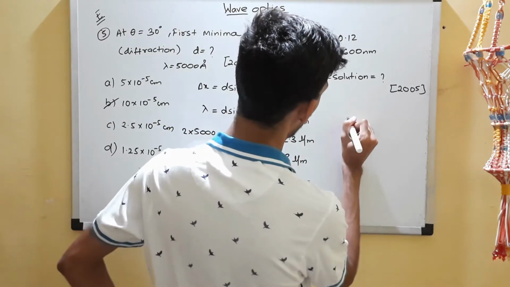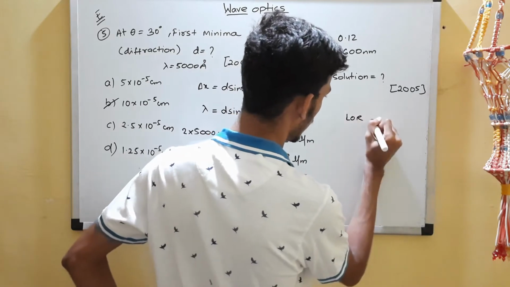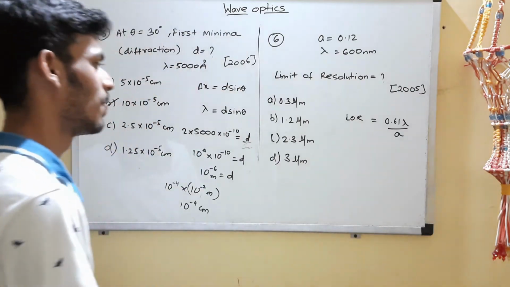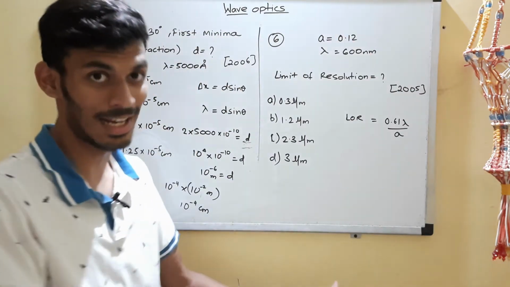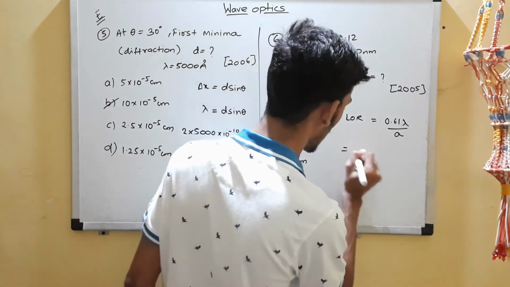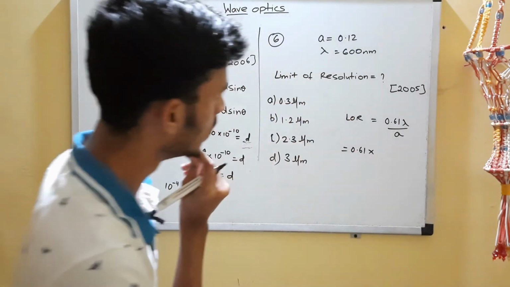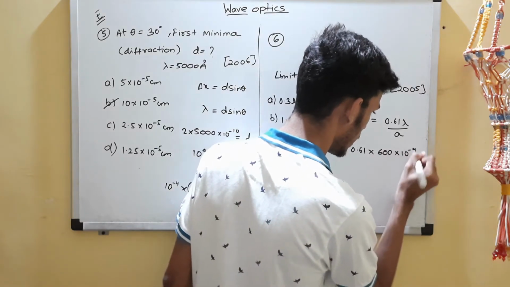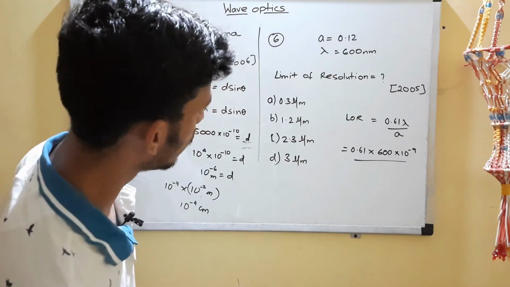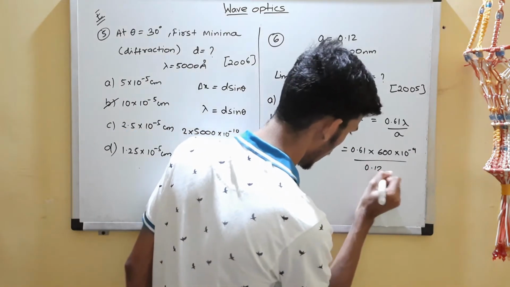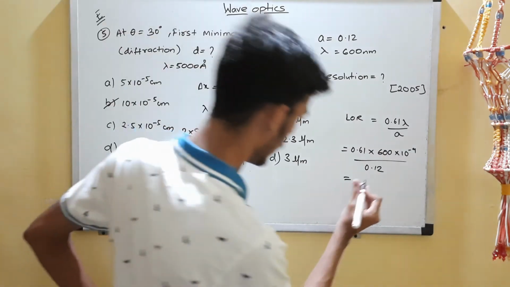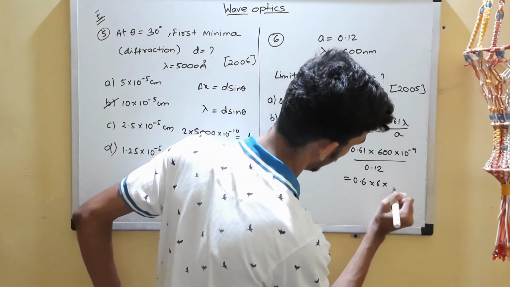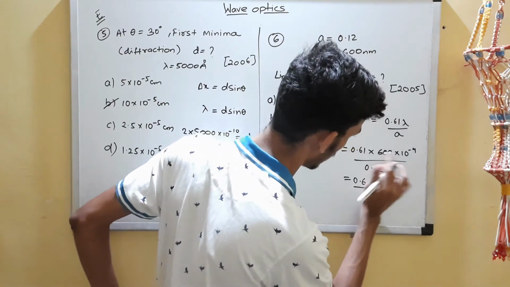So here the limit of resolution basically will be given as 0.61 lambda by a. You are supposed to remember this formula. So let's substitute the values. It's directly a formula based question, so substitute the values, get the answer. 0.61 into your lambda, which is 600 nanometers, 600 into 10 to the power minus 9 meters, and a is 0.12. Actually you can treat this 0.61 as 0.6, so 0.6 into 6 into 10 to the power minus 7, cancel some of this.